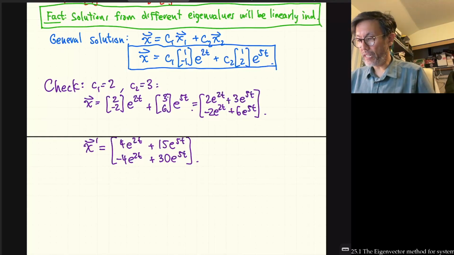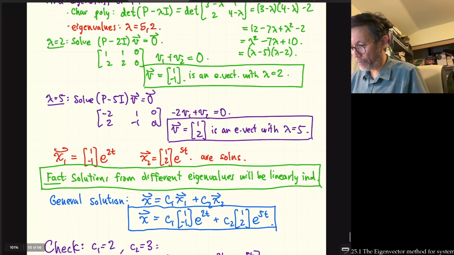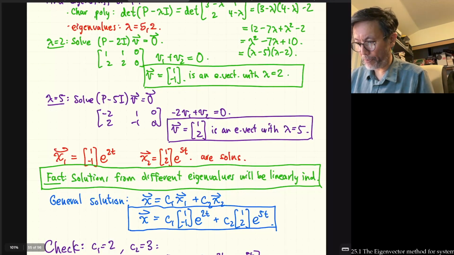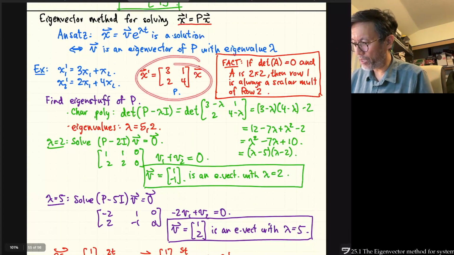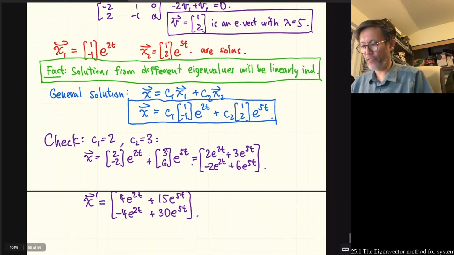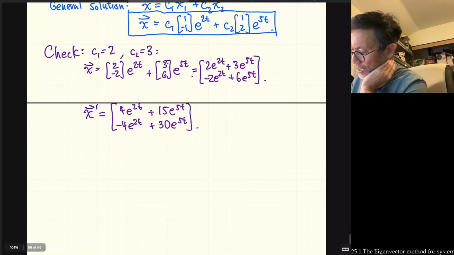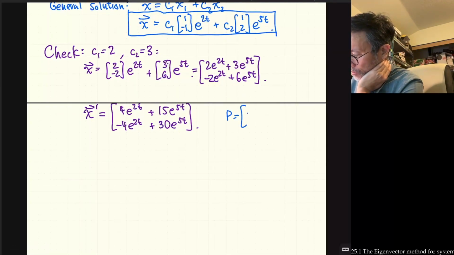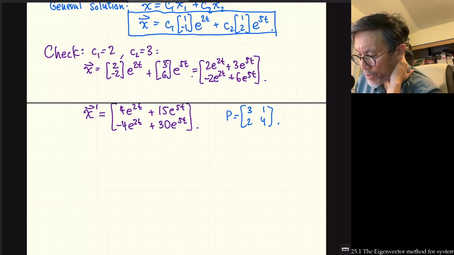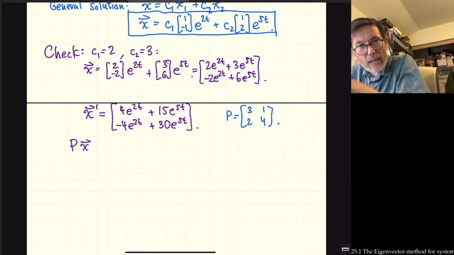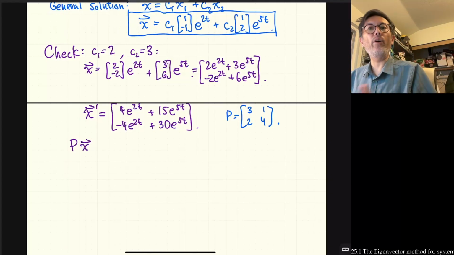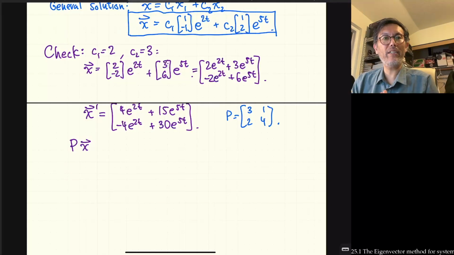Now, I need to look at P times x. Where's my P? Here's my P. It's 3, 1, 2, 4, don't forget. So what should happen is if I compute P times x, I should get the same thing that I have for x prime. That's the whole point. X prime should be equal to P times x.